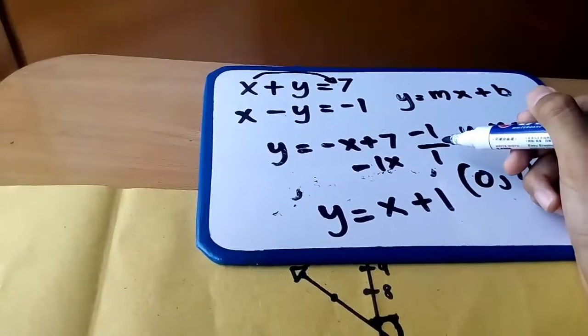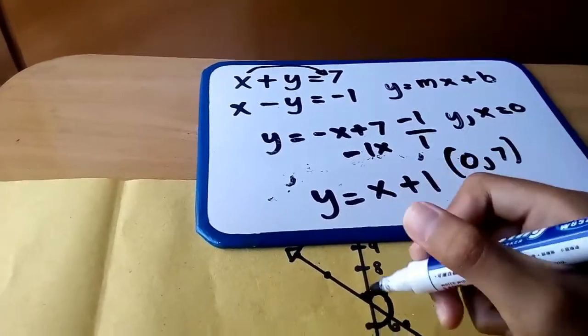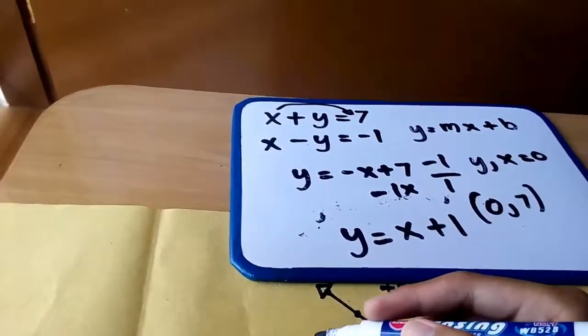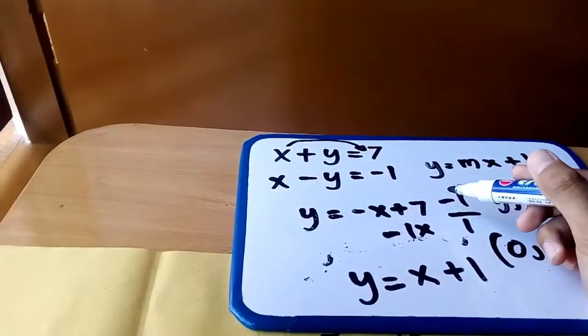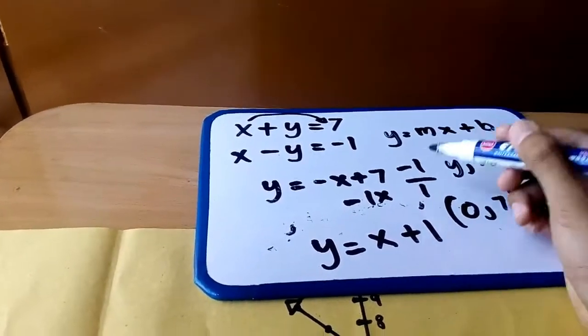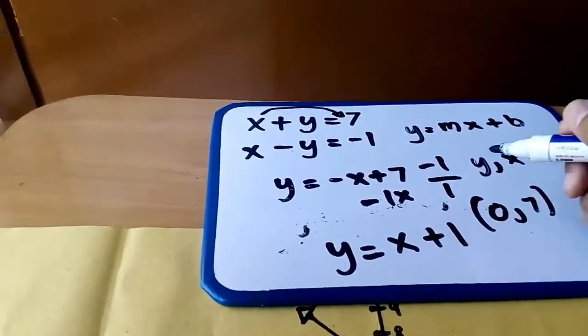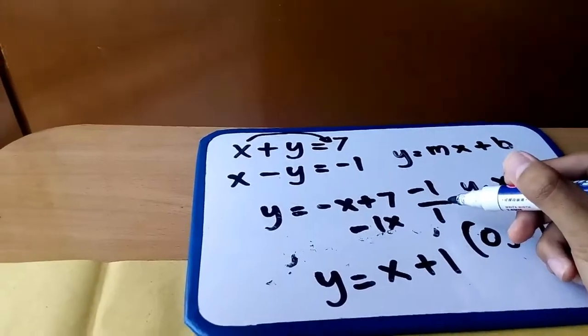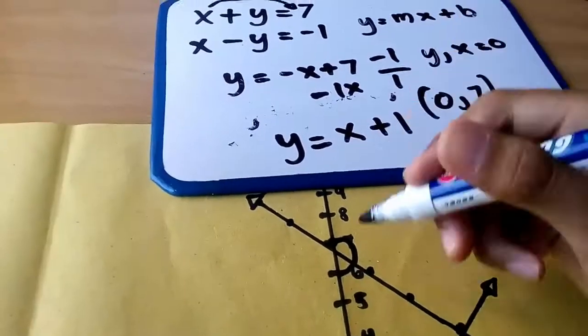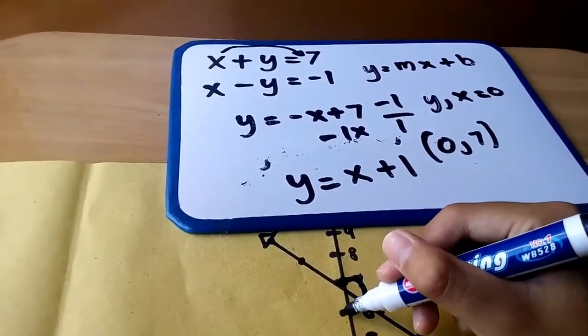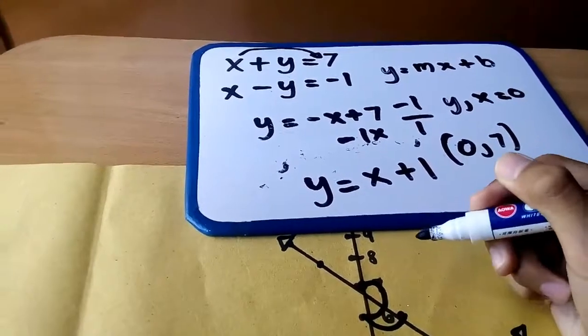it's positive. If it's positive, you need to go to the right. If it's negative, you need to go to the left. While the rise, if it's positive, you need to go upward. If negative, you need to go down. So the run is positive, so we need to go right 1 time. There.